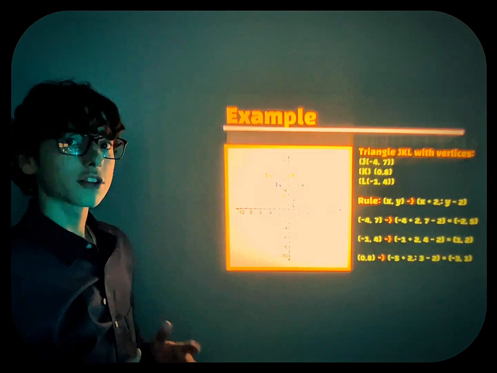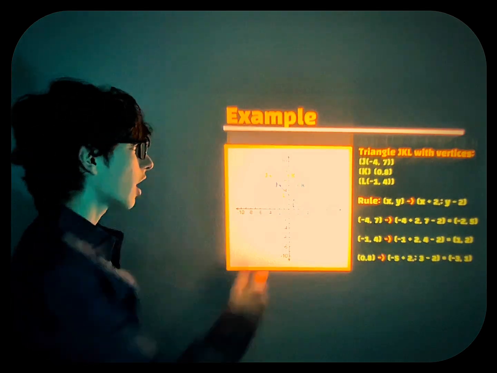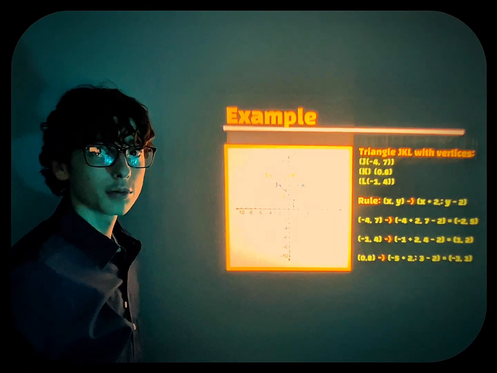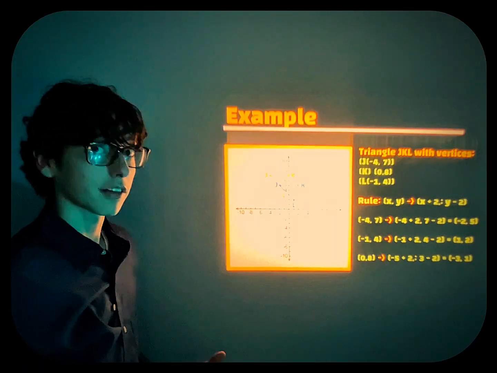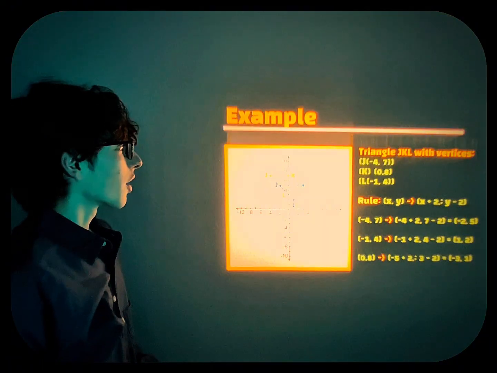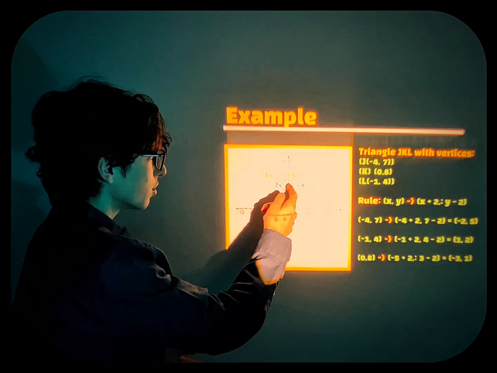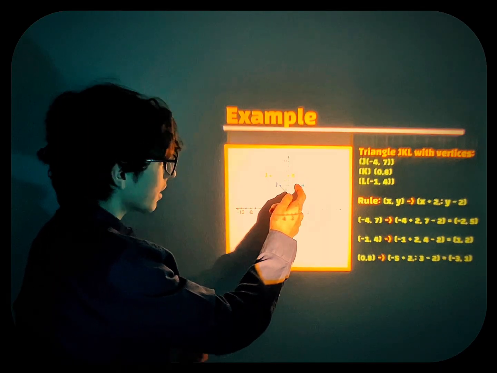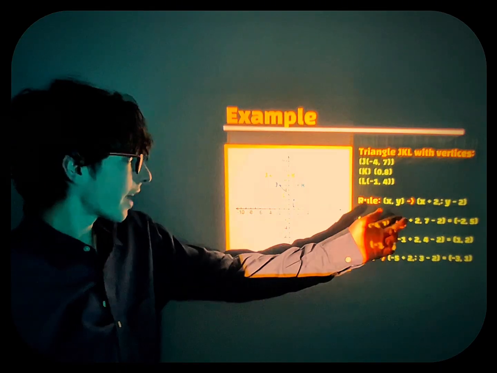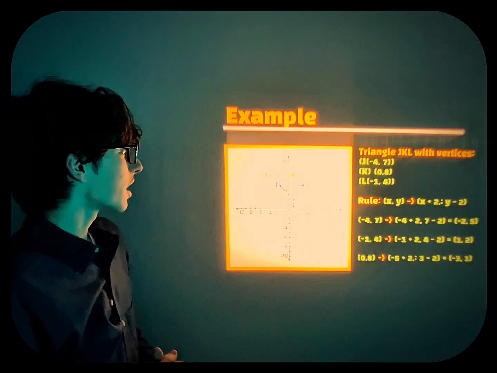This is what a complete translation would look like. I color-coded them. I suggest you do that at home so that the lines don't blend together, because it can get confusing as you go on. You can see that I went down 2 and to the right 2, because that is what the rule was for this specific example.